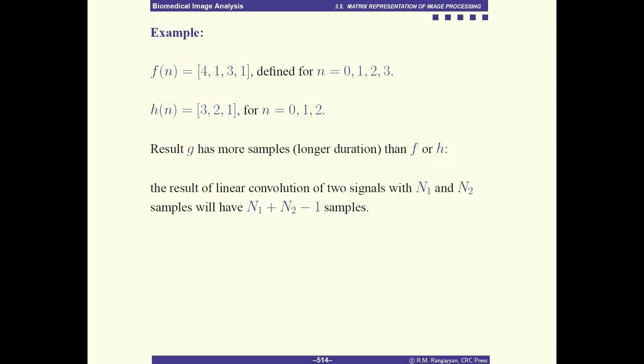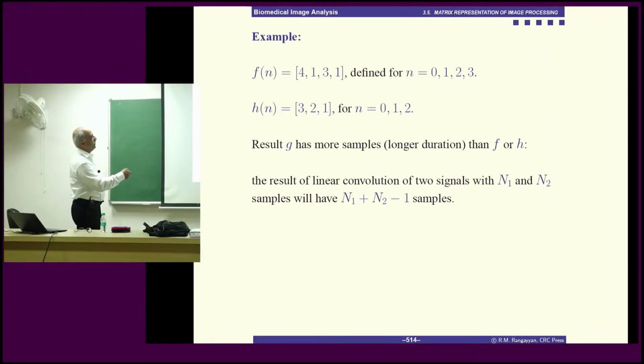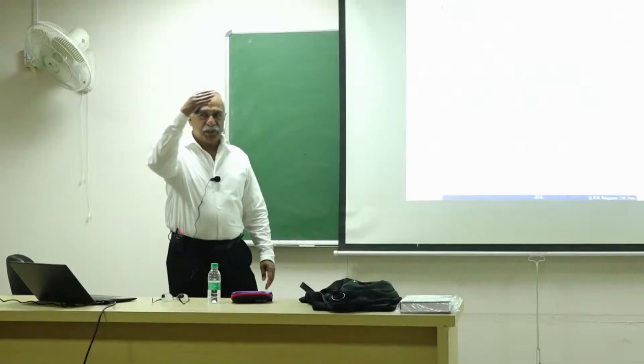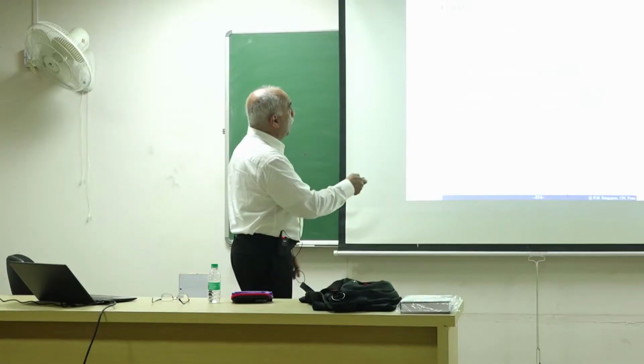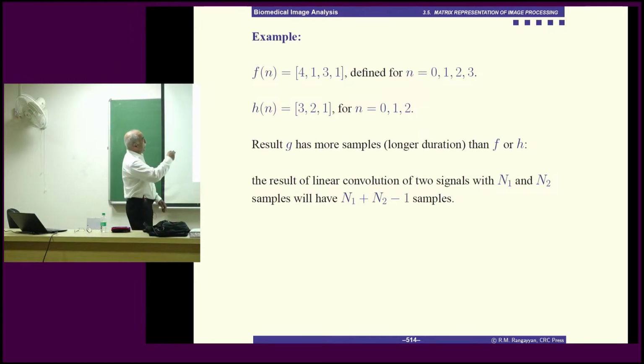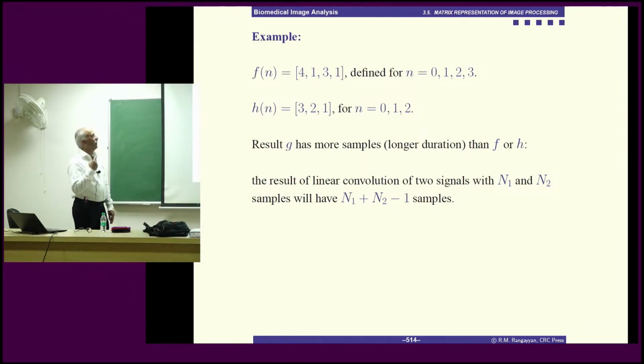So let's look at this simple example. f[n] is 4, 1, 3, 1 for n going 0, 1, 2, 3. h[n] is of a different duration: 3, 2, 1, usually an impulse response decays, for n going 0, 1, 2. So the two signals are of different length. The result g has more samples. We'll have 4 plus 3 minus 1, 6 samples that are non-zero. There could be zeros in between. So the result of linear convolution will have n1 plus n2 minus 1 samples.